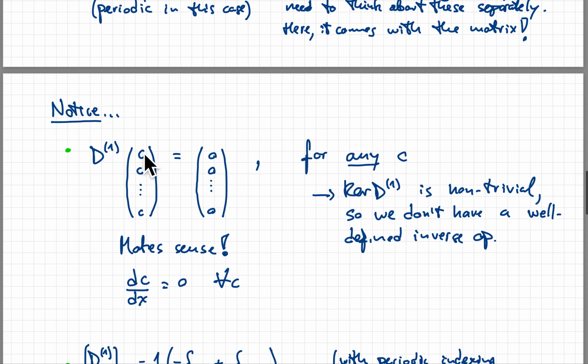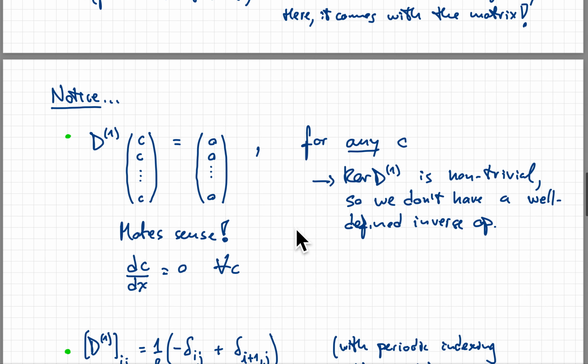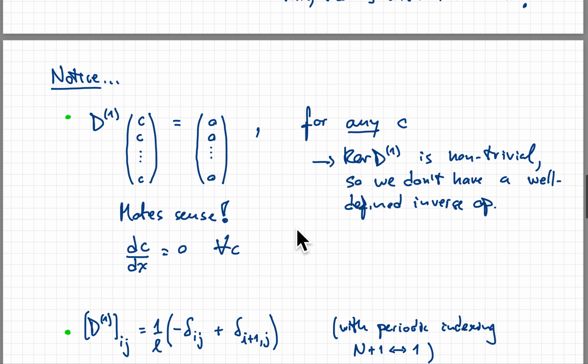So this operator applied to any constant, it could be all ones or all sevens or all pi's or whatever you want, will give you all zeros. So this tells us that the kernel of our operator is non-trivial. The set of vectors that make the result vanish is non-trivial. It's not just the zero vector. Of course, if we put a bunch of zeros, you get zero. But also other constants give you zero.